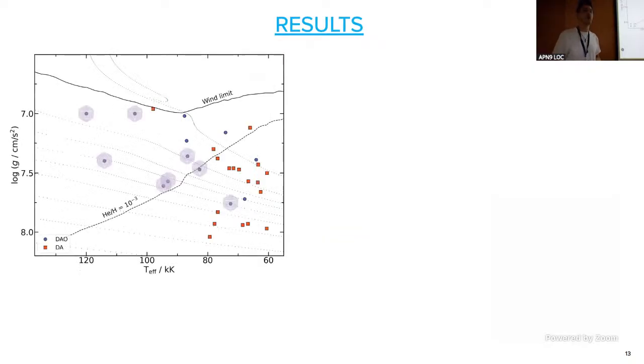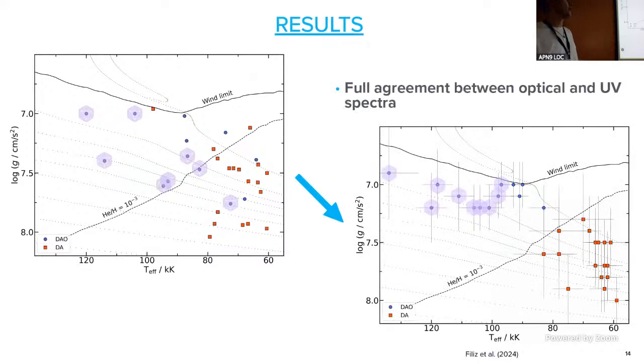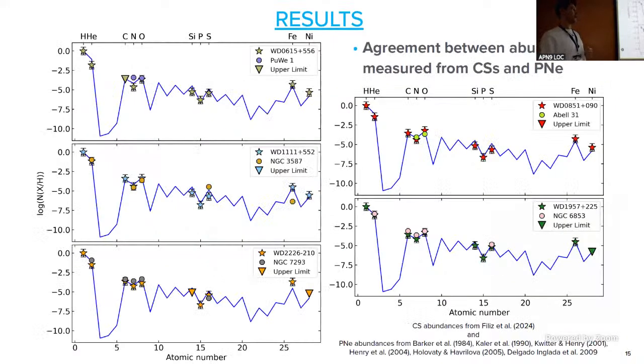In the beginning of my talk, I said that there was a mixture in the Teff and log g diagram. But after our analysis with optical and UV, we see that DAO and DA white dwarfs are clearly separated in the Teff-log g diagram, which is what is expected from the theory.